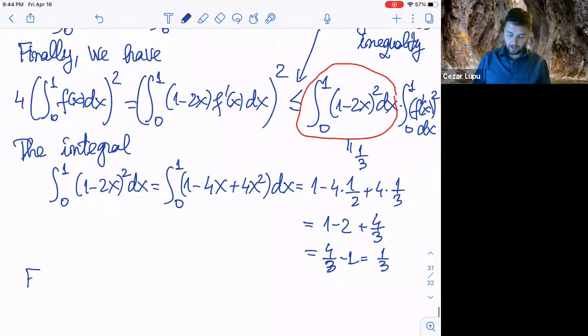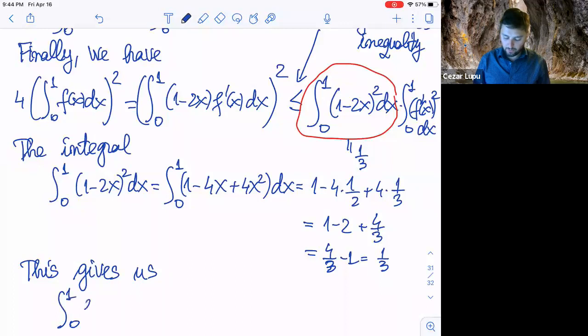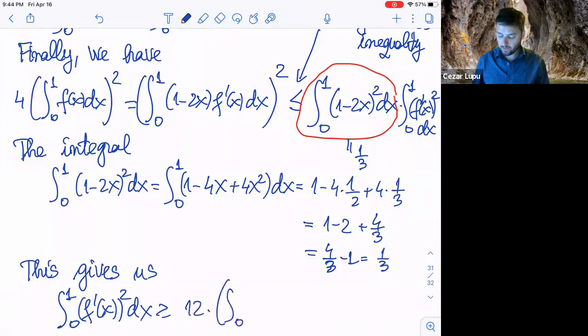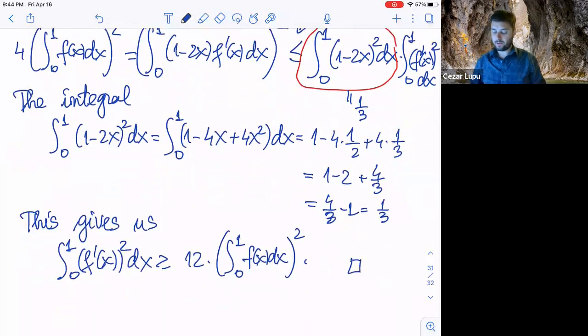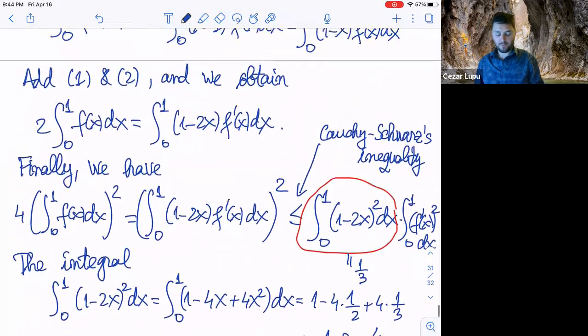And now finally, this gives us that the integral from 0 to 1 of f prime of x squared dx is greater or equal than 12 times the integral of f of x dx everything squared, which is exactly what we wanted to prove. And that's this problem here, right?